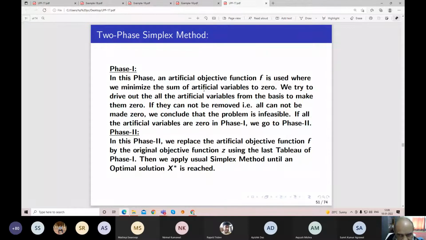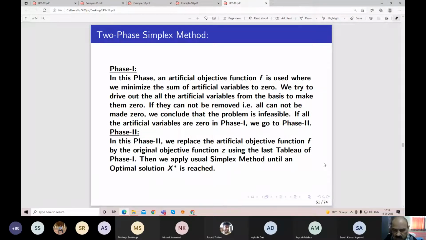If you cannot make them 0, then we'll conclude that the problem is infeasible. Okay, so our main purpose in phase 1, we would like to minimize the artificial variables to 0. We try to drive out all the artificial variables from the basis to make them 0.